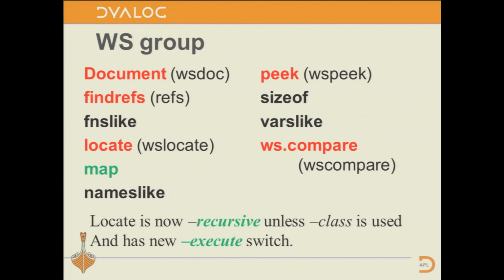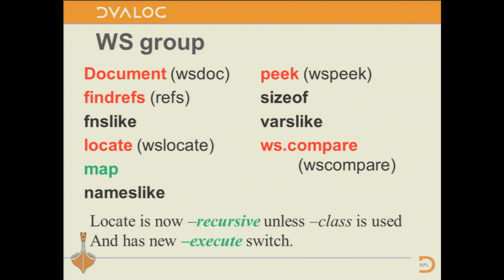It displays a mapping of the current workspace or namespace. Names like is like fins like, except that it's not just functions, it's everything in the workspace. Vars like is only the variables. Size of gives you the size of a variable.